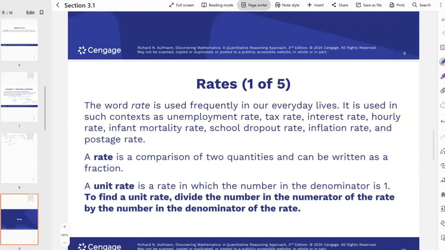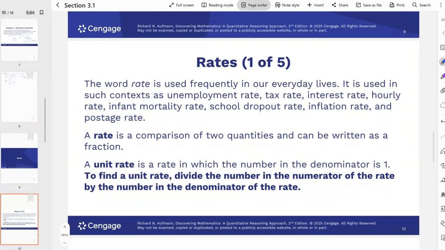Now let's talk about rates. The word rates is used a lot. It's really just a comparison of two quantities. We talked about unit rates in the previous example. To find a unit rate, we divide the number in the numerator of the rate by the number in the denominator of the rate.